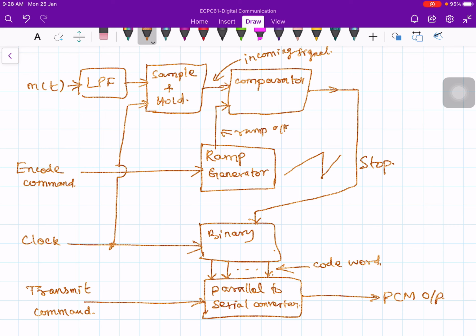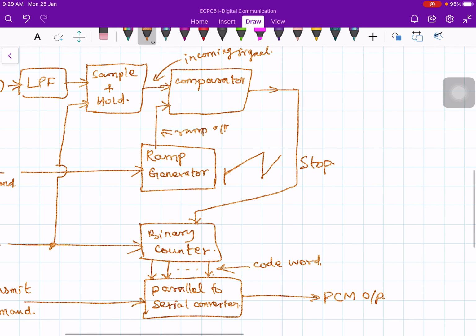When the ramp signal value exceeds the sample value, the comparator generates a signal which becomes a stop signal for the binary counter. This is a counter. So the ramp is slowly increasing, right? At this time the counter starts to count. Let me draw here. The operation goes like that. This is the time axis. This is the voltage.